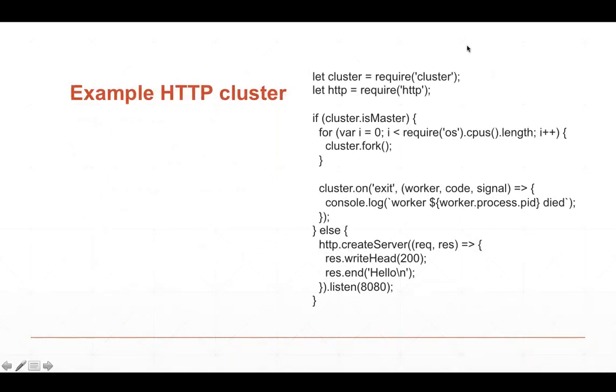You can go further, and you can use HTTP with a cluster, right? This time, instead of just printing to the output, what the cluster will do, it will call HTTP create server. Now, here's an interesting thing. This code technically is executed several times. So there will be several virtual machines running this code, right? Because you have the slave, the worker thread, executing create server.